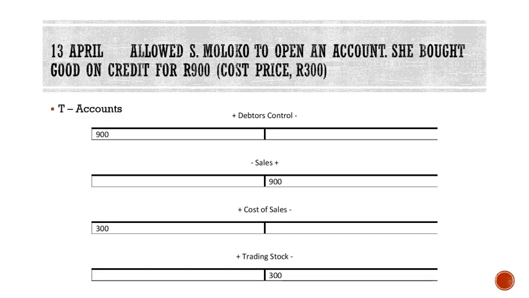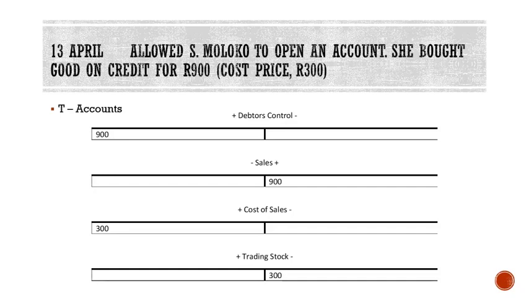13 April, we allowed Esmaloko to open an account. She bought goods on credit for 900 Rand. Cost price, 300 Rand. So this means that we sold stuff to Esmaloko, but she did not pay us yet. Okay, so she owes us the money. Also, the stuff that we sold to Esmaloko, we sold it for 900 Rand, but we originally paid for this product 300 Rand. So selling price 900, cost price 300.